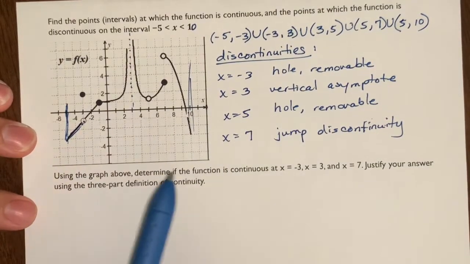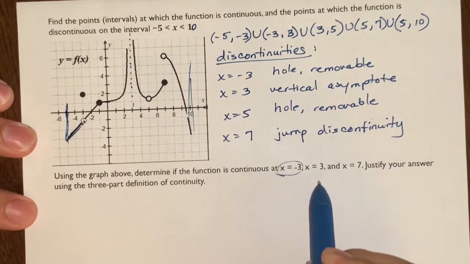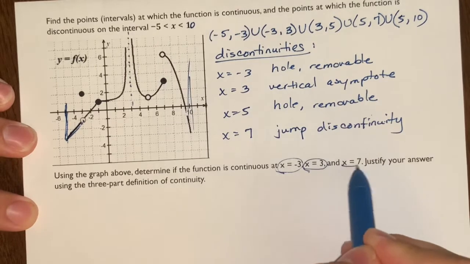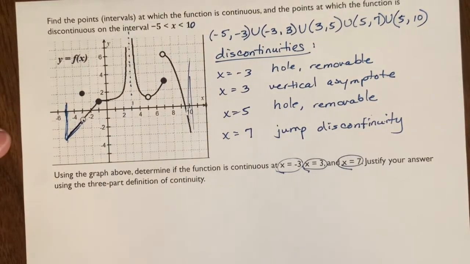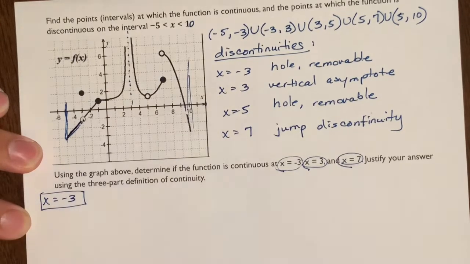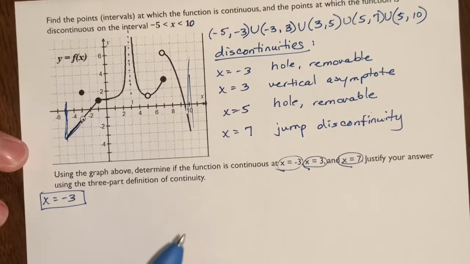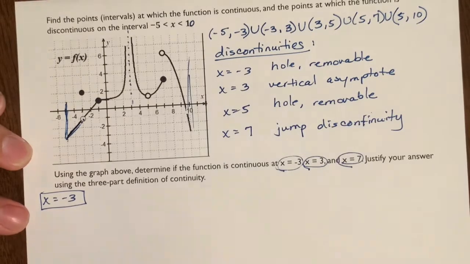x equals 3, and x equals 7. So again, we're going to have to do all three of the conditions for each of these. I'm going to start off with x equals -3. The first condition was that, let's start with the second condition. The second condition is that the limit has to exist.